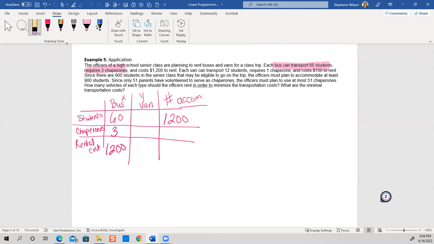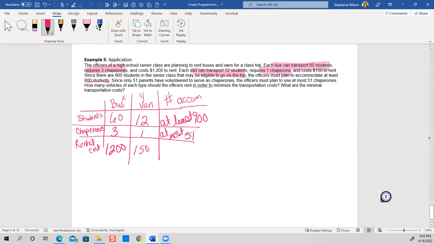All right, so now let's talk about the vans. When we look at the vans, it said that it can transport 12 students and 1 chaperone. So now I need to write 12 students, 1 chaperone, and it is $150 to rent. Now let's talk about the accommodation. On the students, it had at least 900 students. On the chaperones, we had at most 51. So now I have everything I need, and I can write this in formula form.